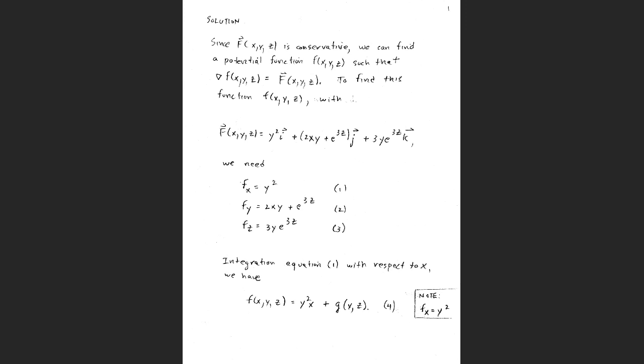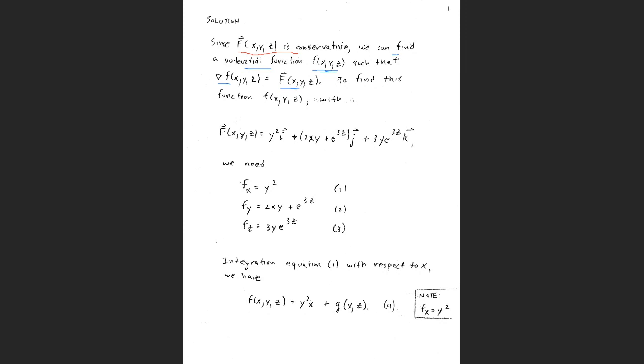Since the vector field is conservative, we can find a potential function. This potential function would be a function of x, y, and z, three variables, because you have a three-dimensional vector field. We're going to find a potential function f such that the gradient of the function is equal to the vector field. That's the definition of a potential function. The procedure that we use to do this is analogous to what you've already learned for finding the potential function for a conservative vector field in two-dimensional space.